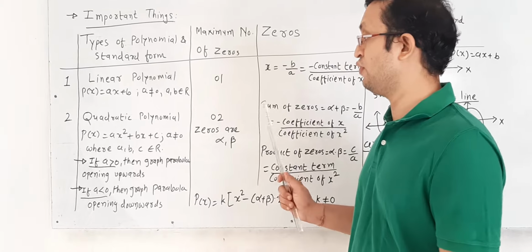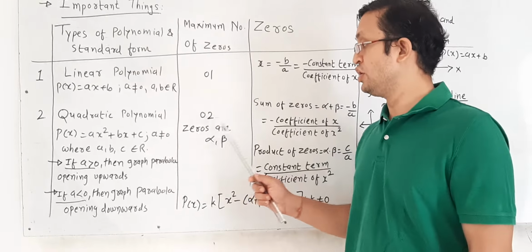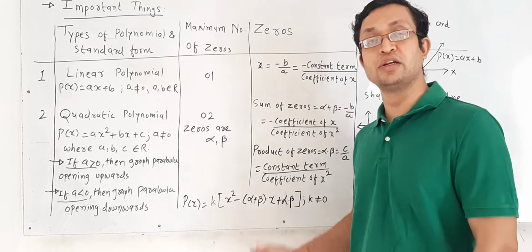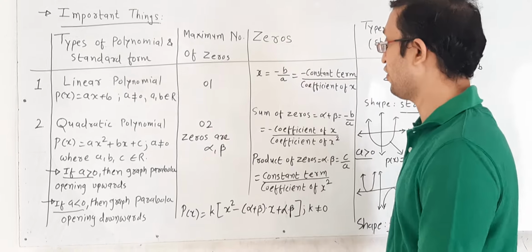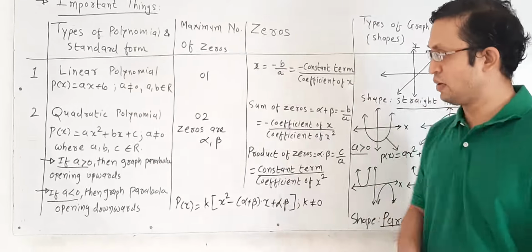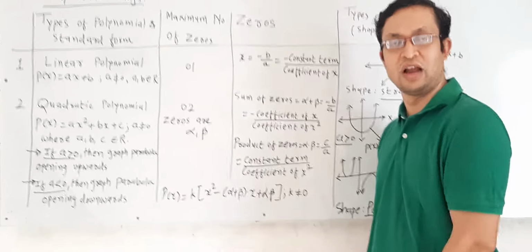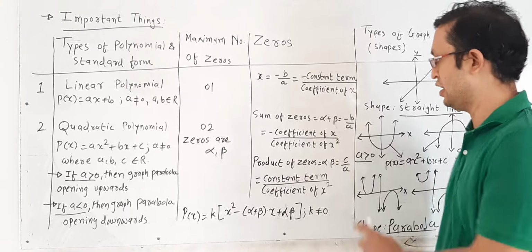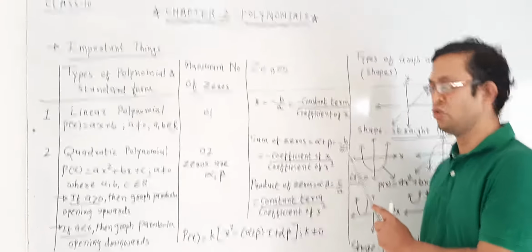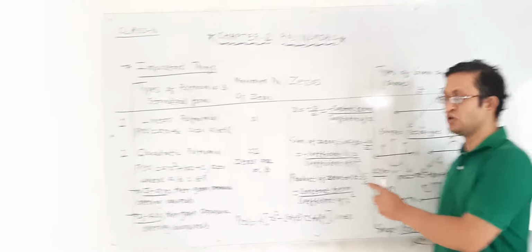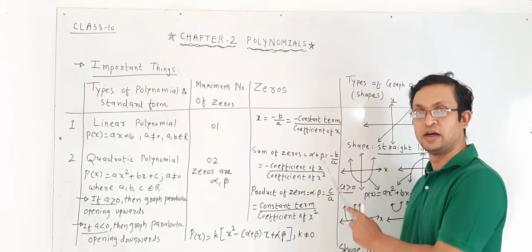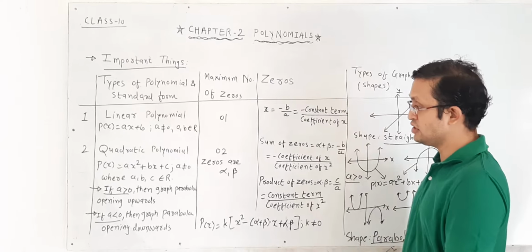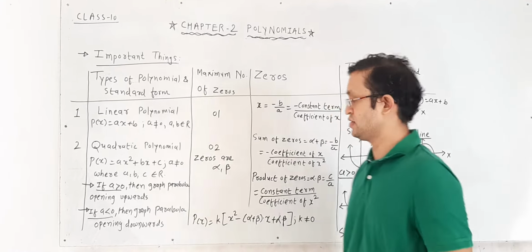What are the zeros of the quadratic polynomial? The zeros are alpha and beta. The first zero is alpha, another zero is beta. Sum of zeros means alpha plus beta. Remember this formula: the sum of zeros of a quadratic polynomial, alpha plus beta, is equal to minus b divided by a, where b is the coefficient of x.